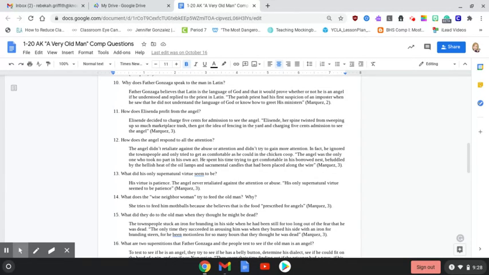What did his only supernatural virtue seem to be? Patience. And if you'll remember in the story, he was stuck in a chicken coop because they didn't give him any other shelter. The townspeople threw food at him all of the time. They came and stared at him. They branded him with an iron steer. The only thing that this angel did was speak whenever he was hurt and they couldn't understand him.